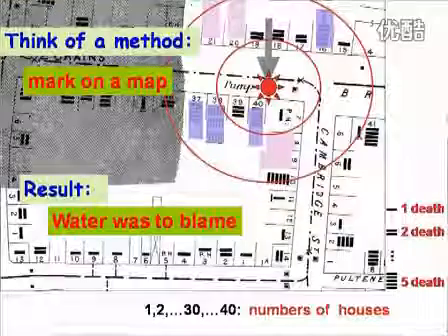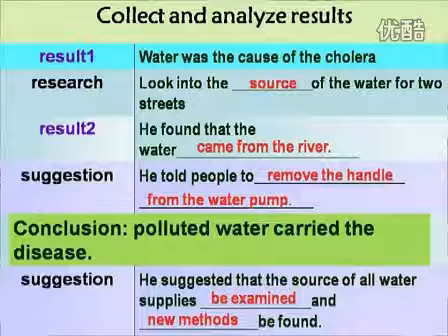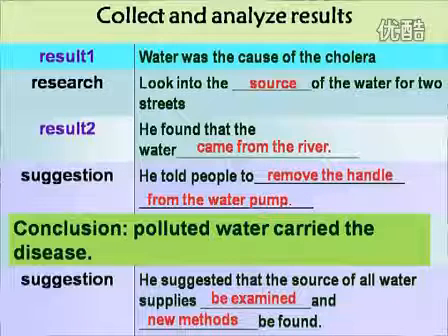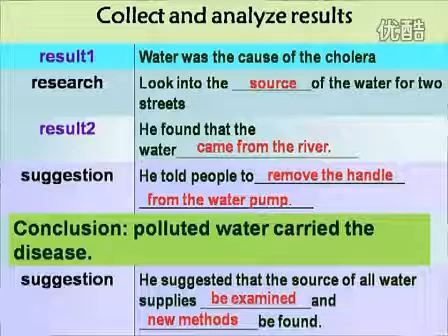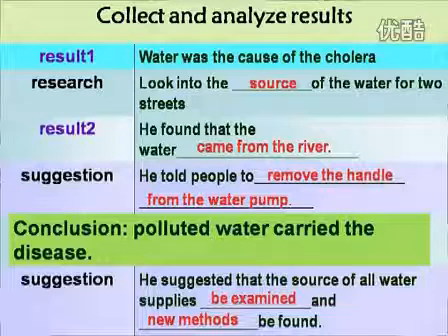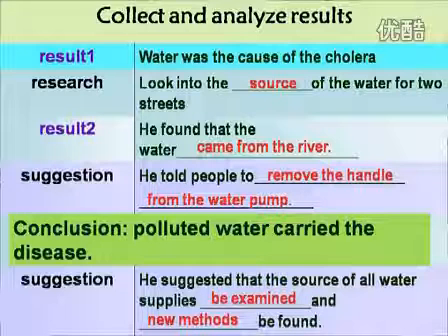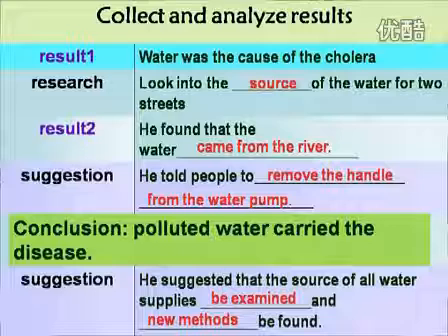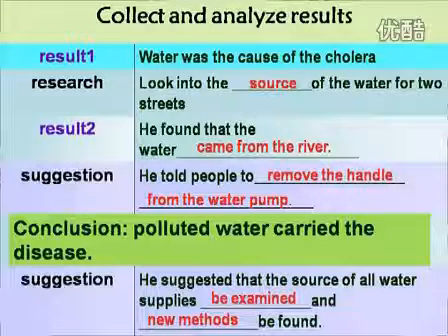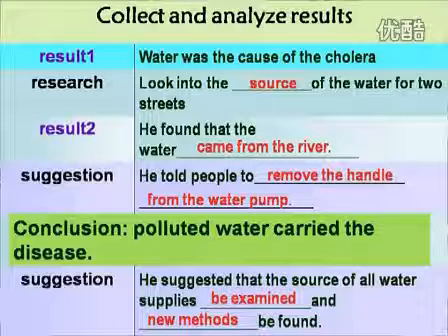Okay. Now let's collect and analyze results. Result 1. What was the cause of the cholera? 第一个结果，水是引起霍乱的一个原因。Now research, look into the source of water for 2 streets. 水源，调查水源。Look into the source of water for 2 streets. Now research, he found that the water came from the river. 首先发现水源的问题。第二，水来自哪？Come from the river.